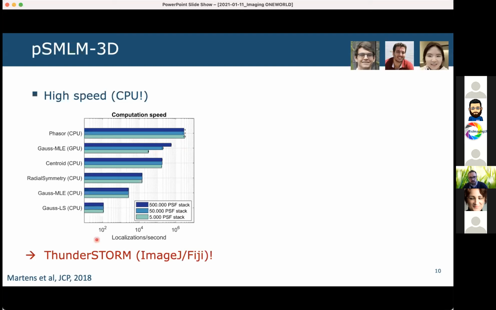So the plugin is available in ThunderSTORM. We implemented the phasor approach in ThunderSTORM, so you can download it for ImageJ Fiji.